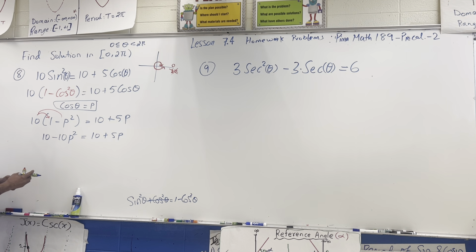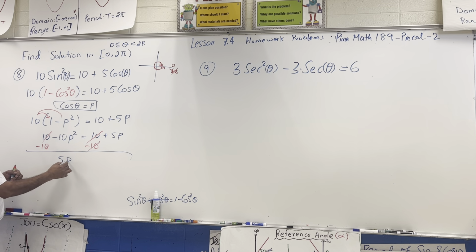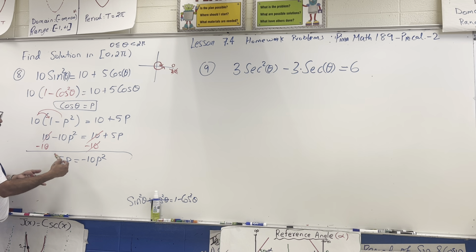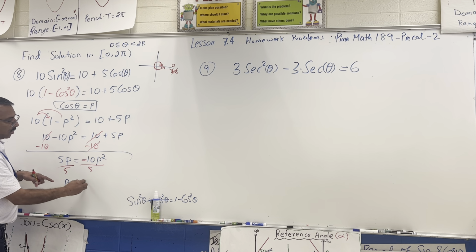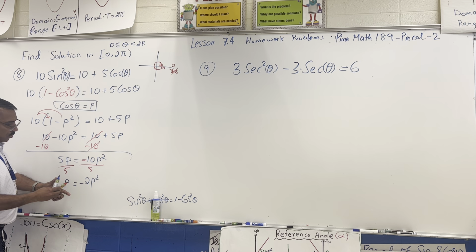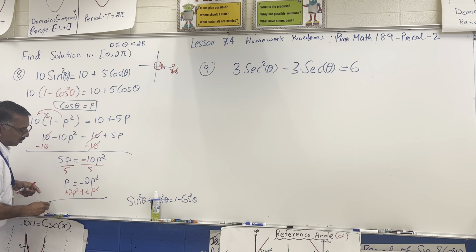And get everything on one side. It's so simple. There's a 10 here, we can just subtract 10, and that goes away. What I'm left with is 5p on this side, and minus 10p squared on the other side. There's a negative, so you're going to add. Let's divide by 5, and you get p equals minus 2p squared, and then you add 2p squared to both sides.